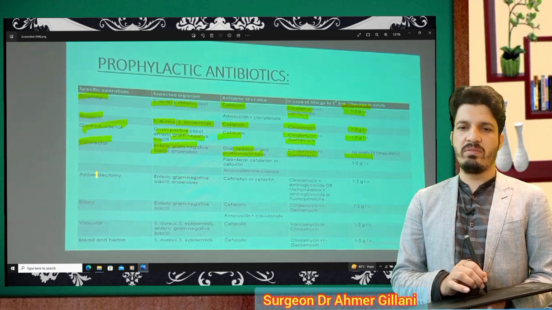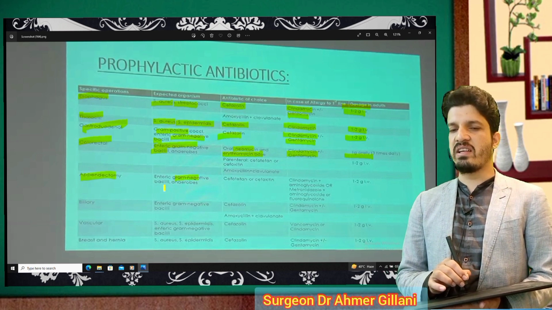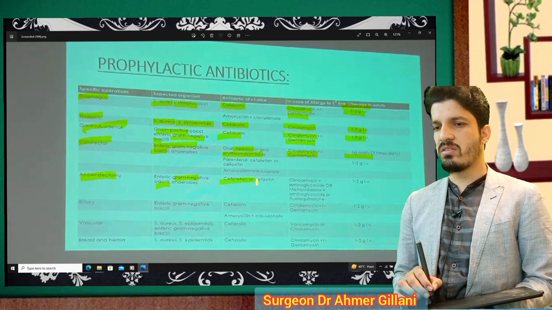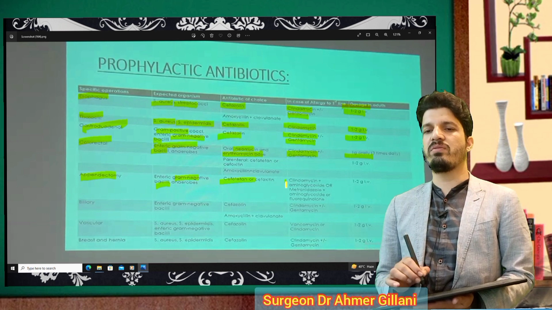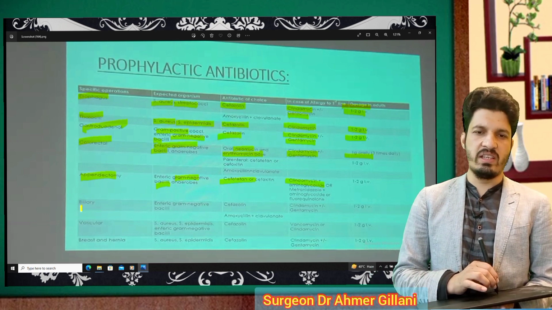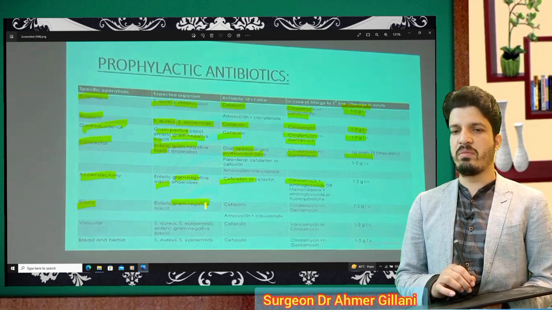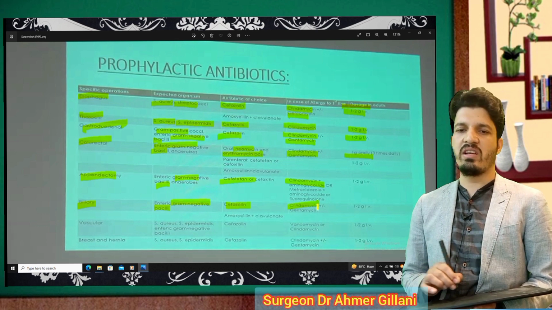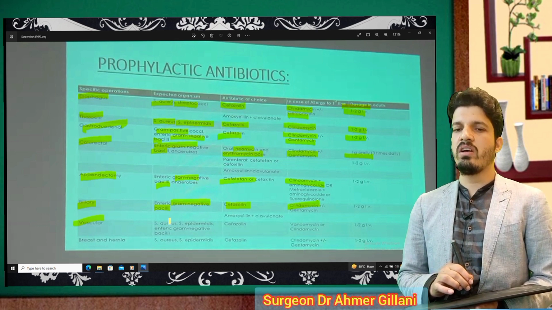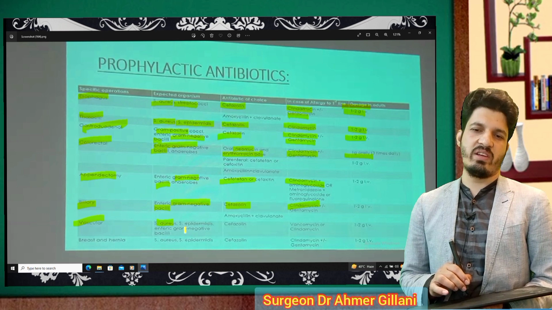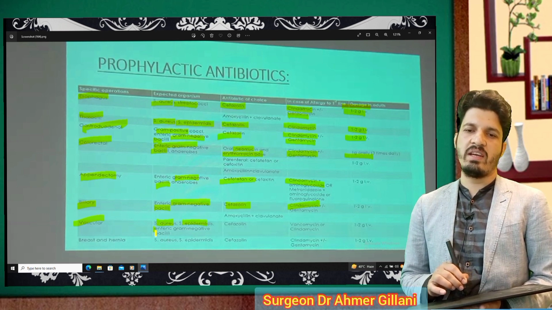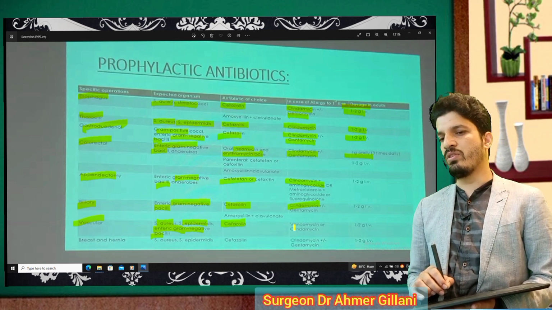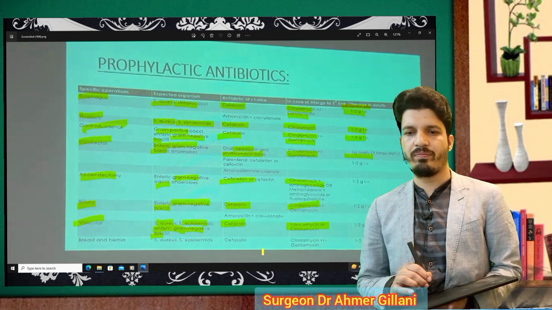In case of appendectomy, the gram negative bacilli are there, and you will use the again cephalosporin. In case of allergy you have the option of using the clindamycin. In case of the biliary tracts, enteric gram negative bacilli are most common organisms, and you will use the cefazolin. In case of allergy you will use the clindamycin. Vascular surgery organisms, they are Staphylococcus aureus epidermidis, enteric gram negative organisms, and you have the option to use the cefazolin. In case of allergy you will use the vancomycin, clindamycin.